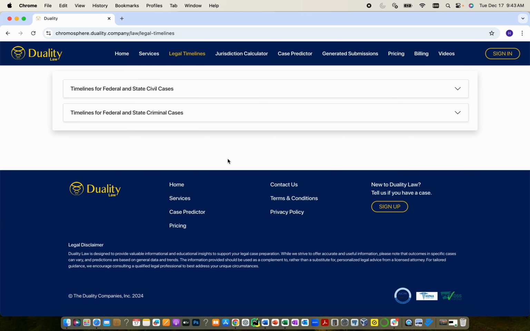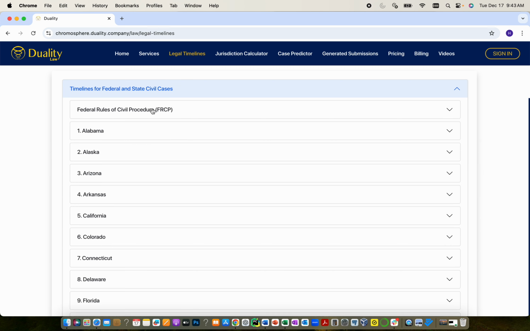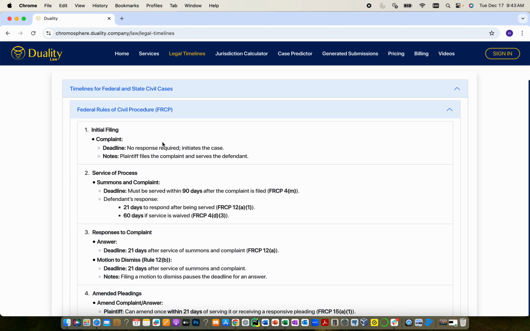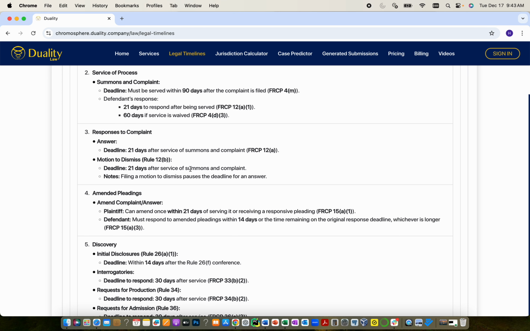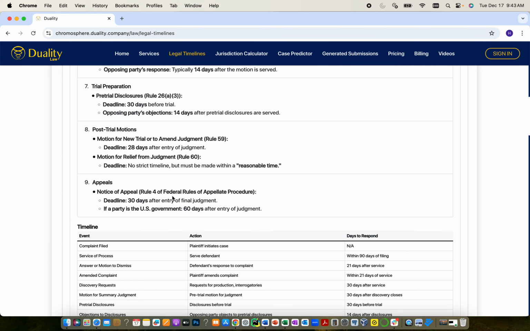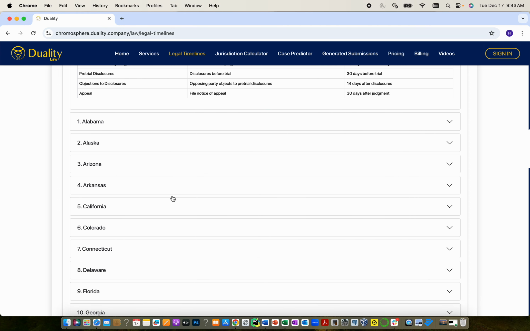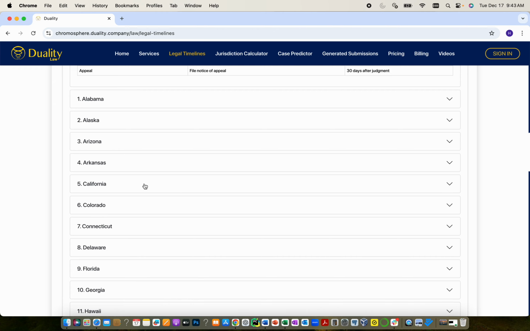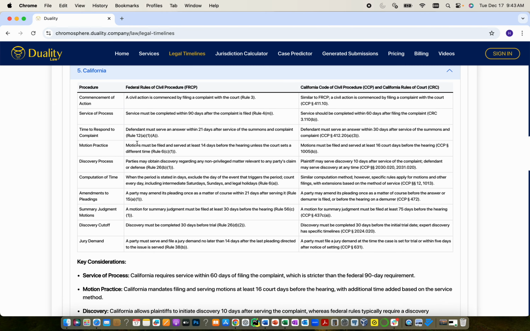The legal timelines page is constructed separately for civil cases and criminal cases. For civil cases, the best thing is to look at the federal rules first, and it'll tell you some general ideas of what the different filing deadlines are supposed to be. But if you live in a specific state, for example California, they will tell you what the federal civil procedure rule might be and how there might be some differences in California that you might want to keep in mind.